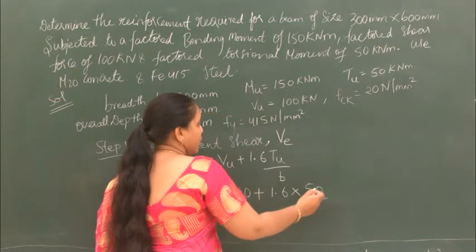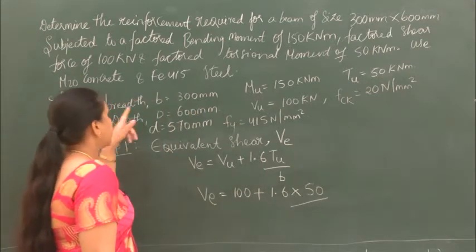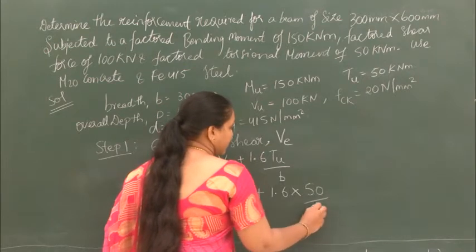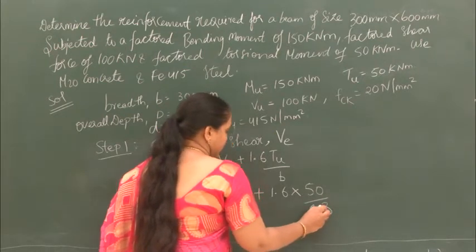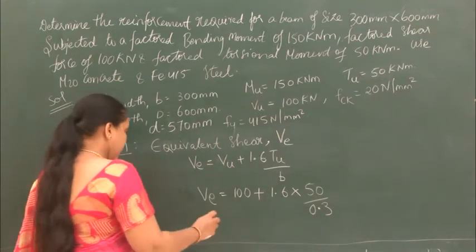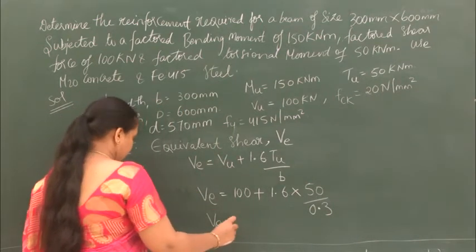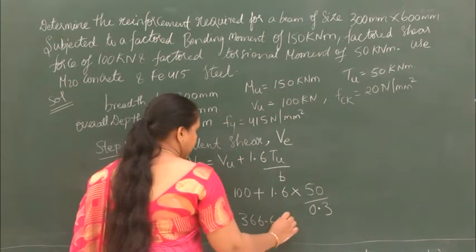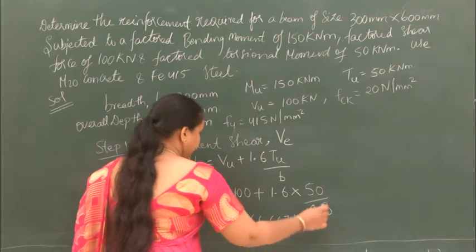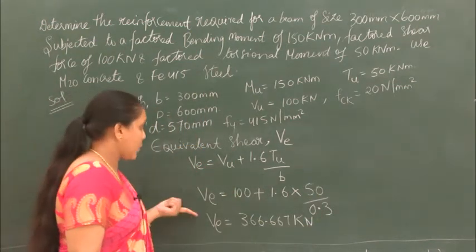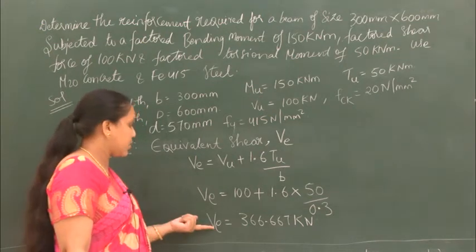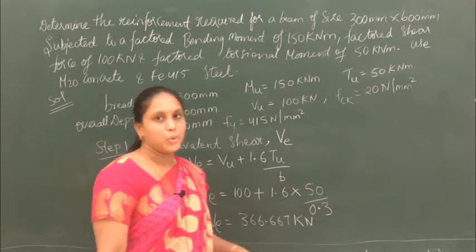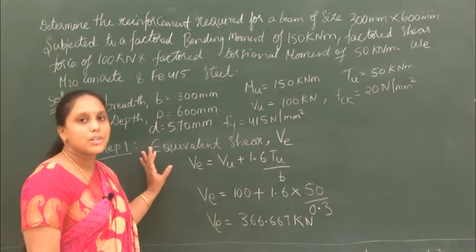As these are in kilonewton meter, I am converting B into meters. So what is B here? 300 mm, which is 0.3 meters. So if you solve this, you will get a value of VE as 366.667 kilonewtons. So the value of equivalent shear VE is equal to 366.667 kilonewtons. So now we have known the equivalent shear force VE.